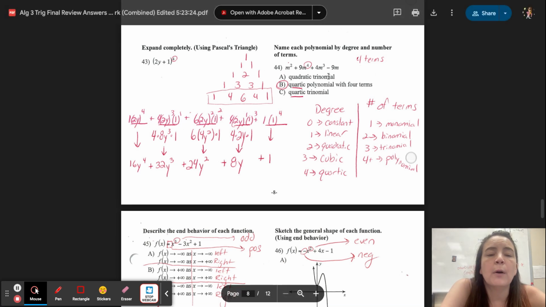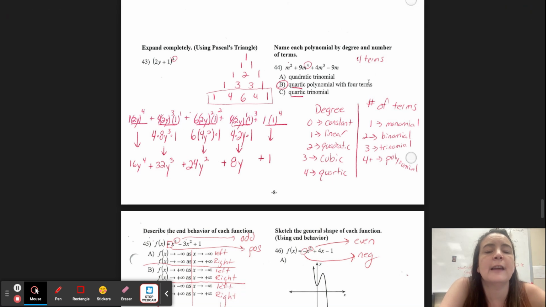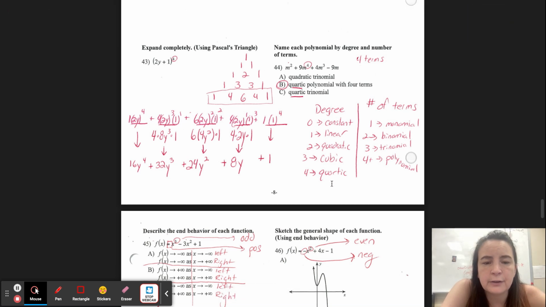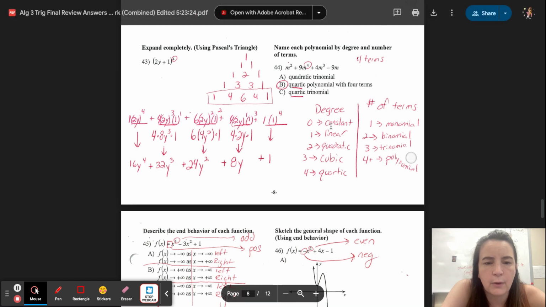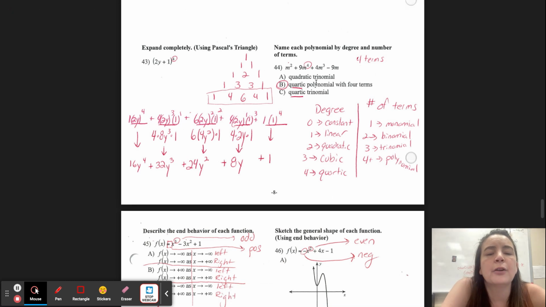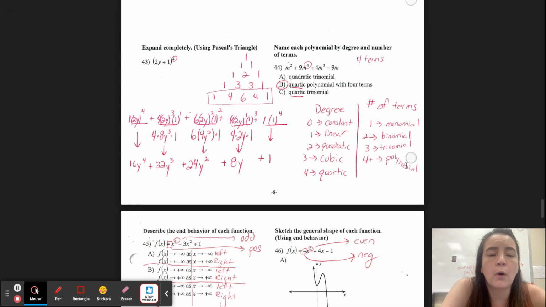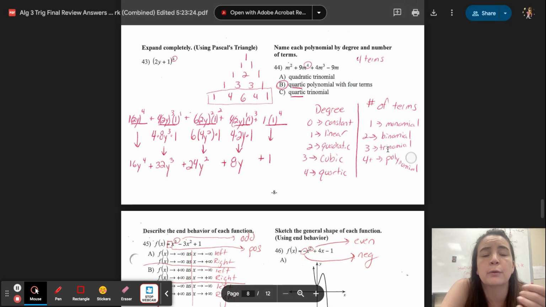For number 44, you classify this by the degree and the number of terms. Your degree is just your highest exponent. So this is to the fourth power. Here you have the listing of the names by degree. So fourth power is quartic, but here you have all the other ones too. Then you have to classify it by how many terms. This happens to have 4 terms. 4 or more will just be polynomial, but if you had 3 terms, 2 terms, 1 term, I listed all the names here so you can remember them.